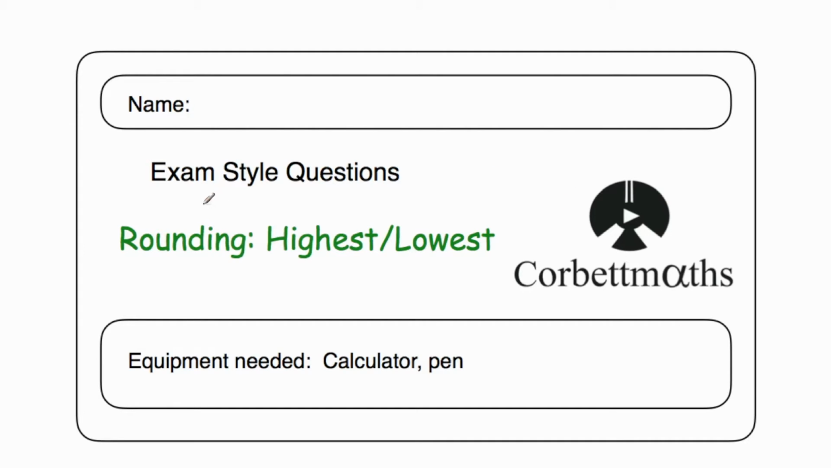In this video, we're going to look at the video solutions to the rounding highest or lowest practice questions. This booklet is focusing on discrete data that's been rounded, and we are trying to find what the lowest value could have been or the highest value could have been.